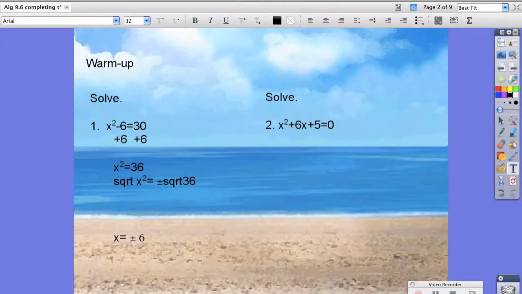For problem 2, because we can factor this, we're going to factor it to x plus 5 times the quantity x plus 1 equals 0. Then, using the zero product property, we set each one equal to 0. So x plus 5 equals 0 and x plus 1 equals 0. For the first, we subtract 5 from both sides and get x equals negative 5. For the problem on the right, we subtract 1 from both sides, which leaves us with x equals negative 1.